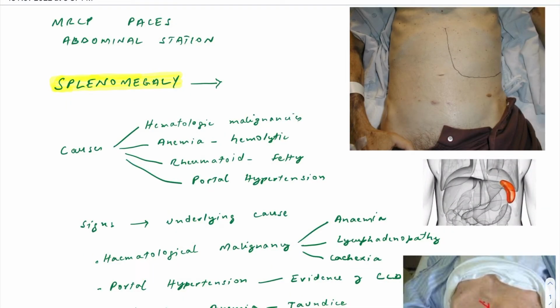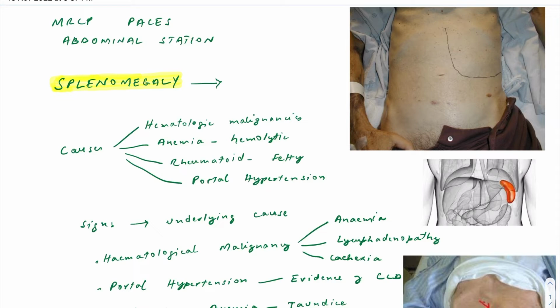Hello, my dear doctors. So we're going to continue with our MRCP cases. I'm going to talk a bit about the abdominal station, and today we're going to discuss a very common case which you can come across in your abdominal station in MRCP cases, that is splenomegaly.